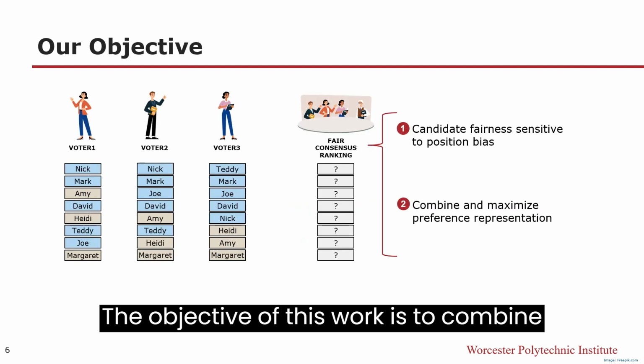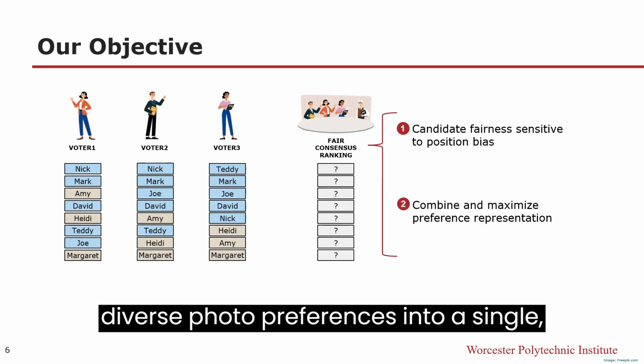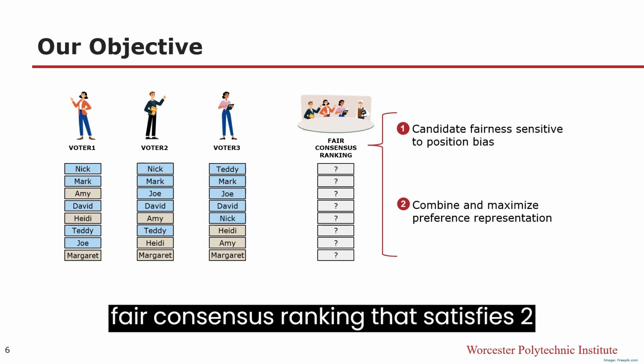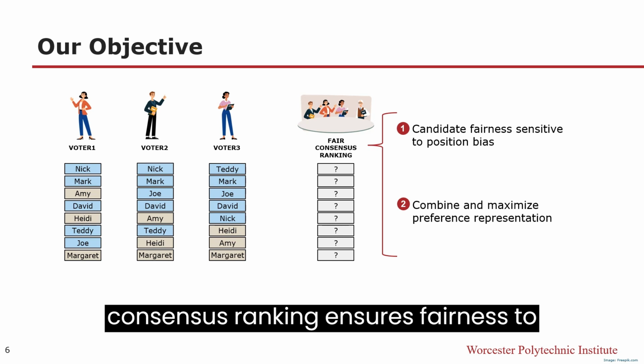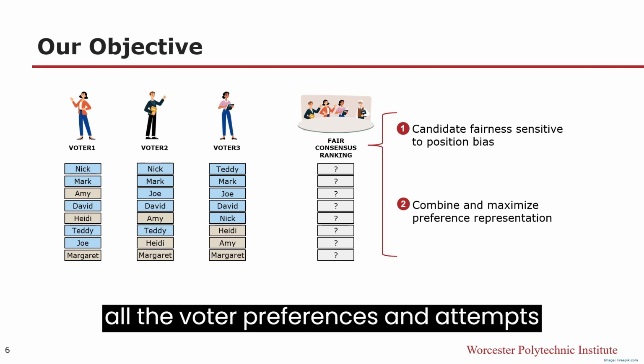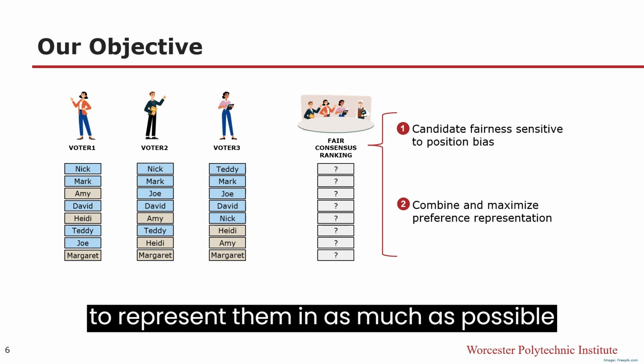The objective of this work is to combine diverse voter preferences into a single fair consensus ranking that satisfies 2 often competing objectives. First, the consensus ranking ensures fairness to ranked candidates in the presence of position bias. And second, it combines all the voter preferences and attempts to represent them in as much as possible.